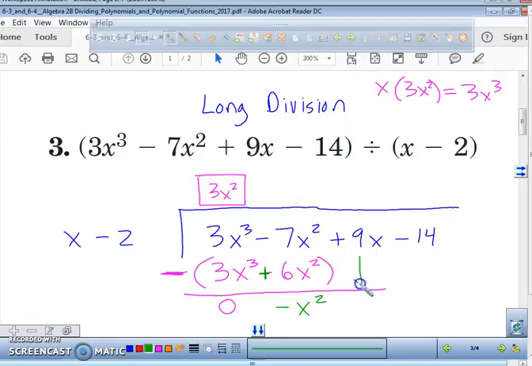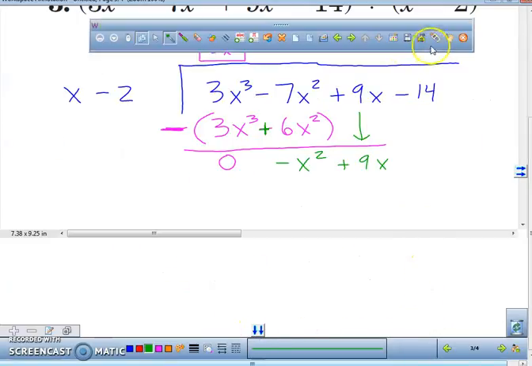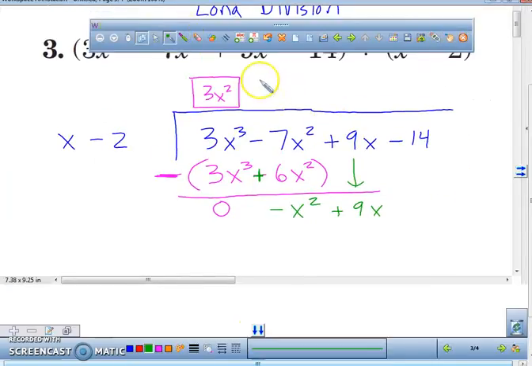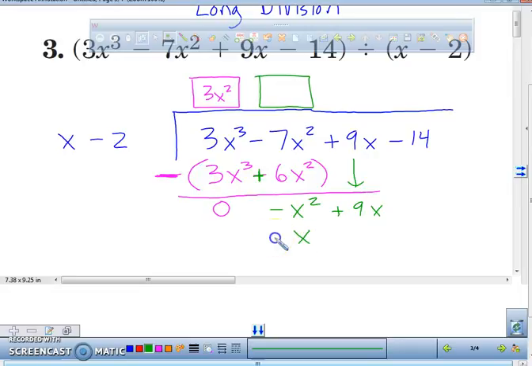Now, we got to bring down, remember? We got to bring down the 9x. Okay? Now, next thing I'm going to do is put another empty box right here, and you got to figure out what number times x gets me a negative x squared. How do I get a negative x squared? What has to be in there? That's right, you guys got it. You guys are brilliant. Negative x right there. So I got a negative x times an x, which gives me a negative x squared.